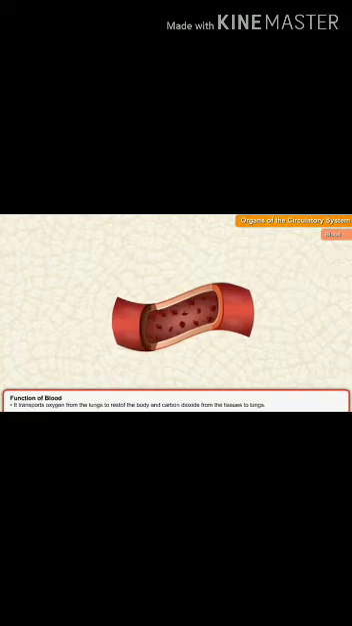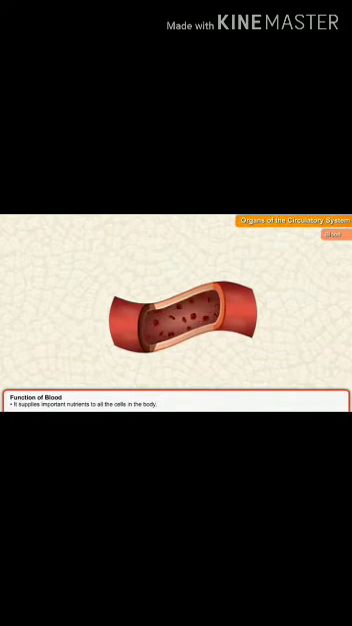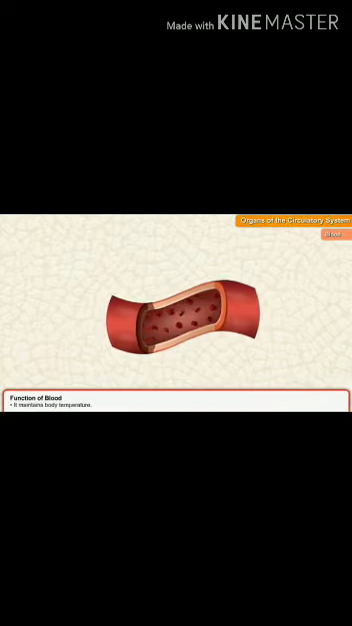Function of blood. It transports oxygen from the lungs to the rest of the body and carbon dioxide from the tissues to the lungs. It supplies important nutrients to all the cells in the body. It transports wastes to the excretory organs for removal from the body. It maintains body temperature. WBCs protect our body from infections and germs. Platelets help in blood clotting.